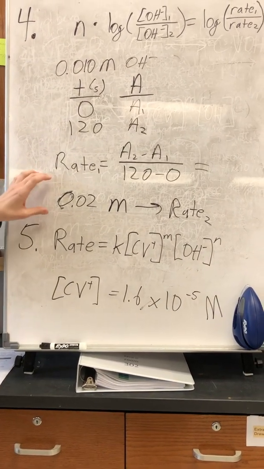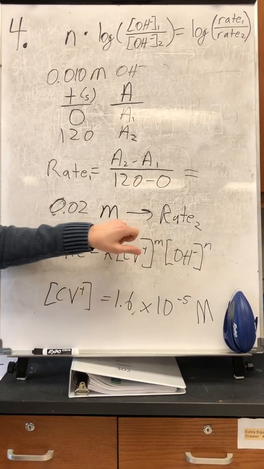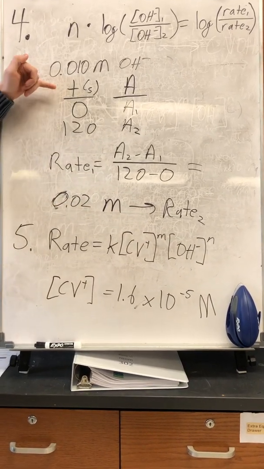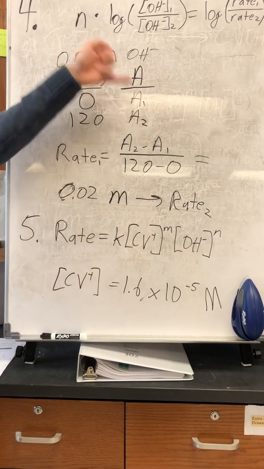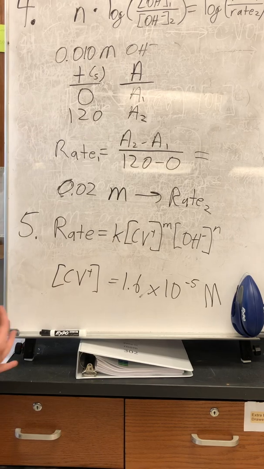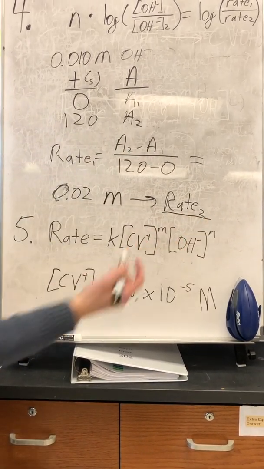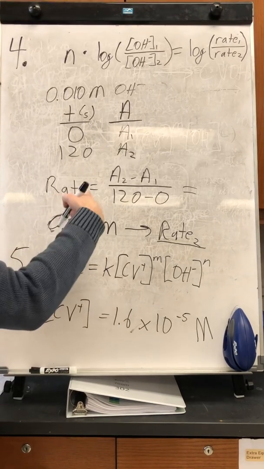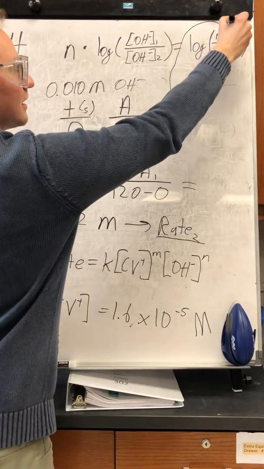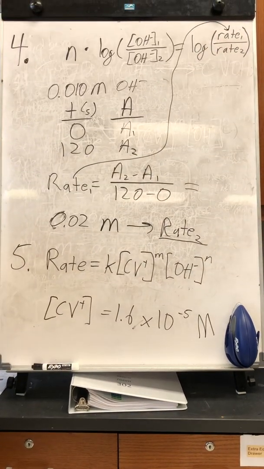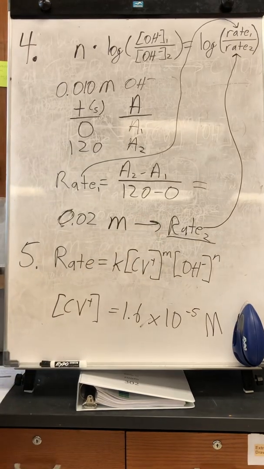And then you're going to do the same exact calculation for the 0.02 molar hydroxide. You'll take your graph, again, use the same two time points. You'll have slightly different absorbances because you have different data there. And then you'll do the same type of calculation, and you'll get rate 2. So once you have rate 1, you'll plug rate 1 into your equation up here. You'll plug rate 2 into the equation up here.